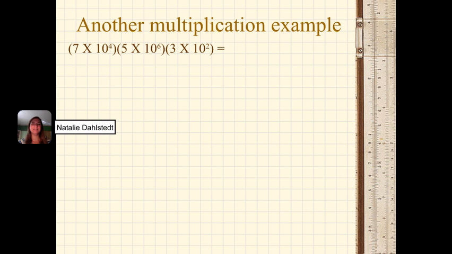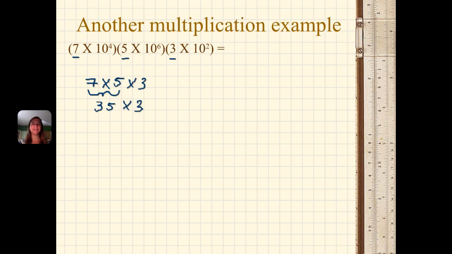Here is another example of a multiplication using scientific notation. So I have to first multiply my coefficients. I have 3, 7 times 5 times 3. When I multiply 7 times 5 times 3, I know that 7 times 5 is actually 35. And when I multiply that by 3, I end up with 105.